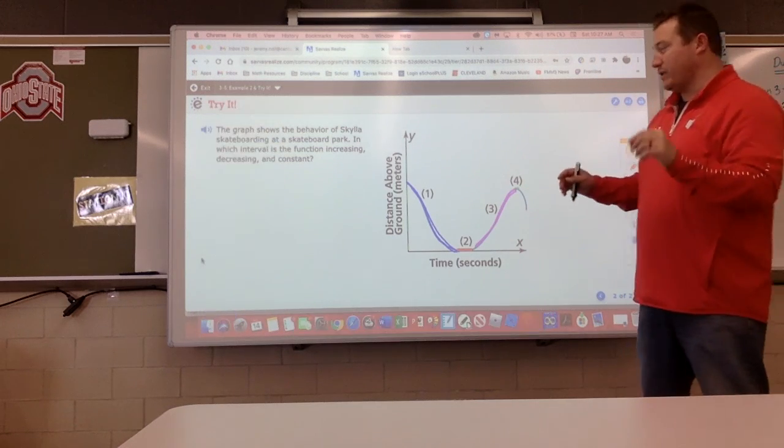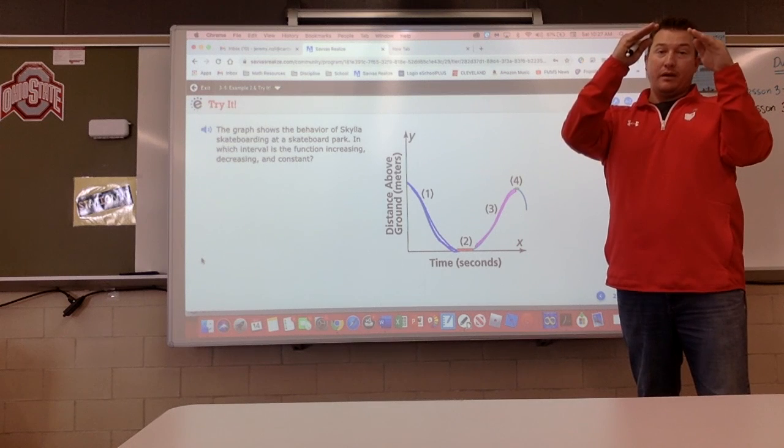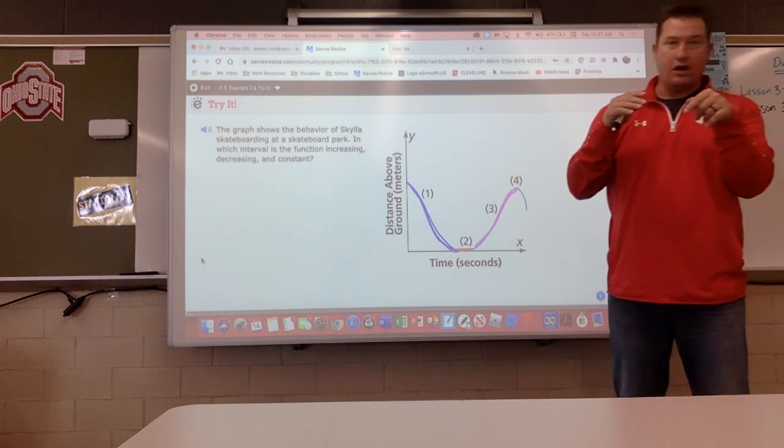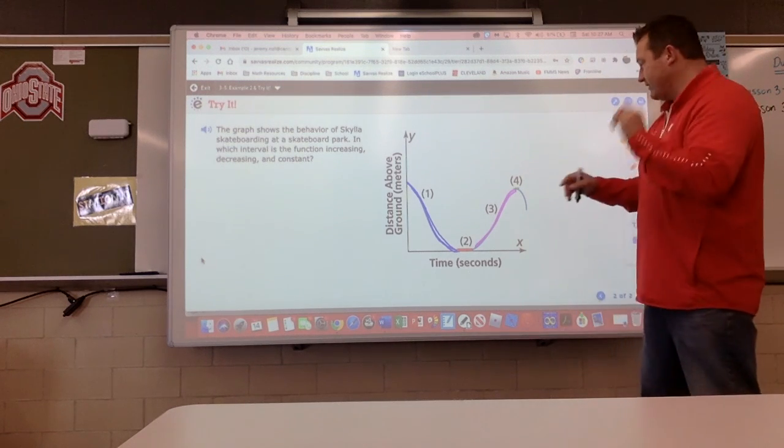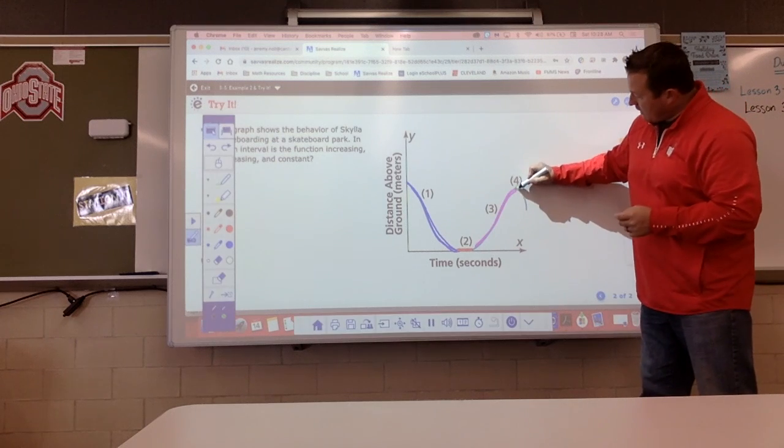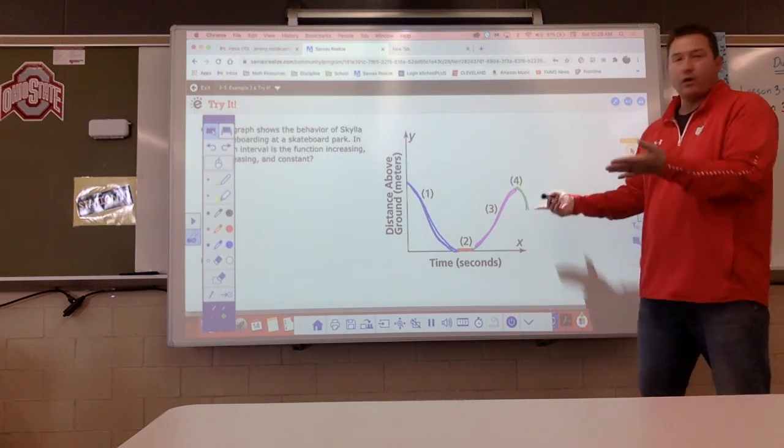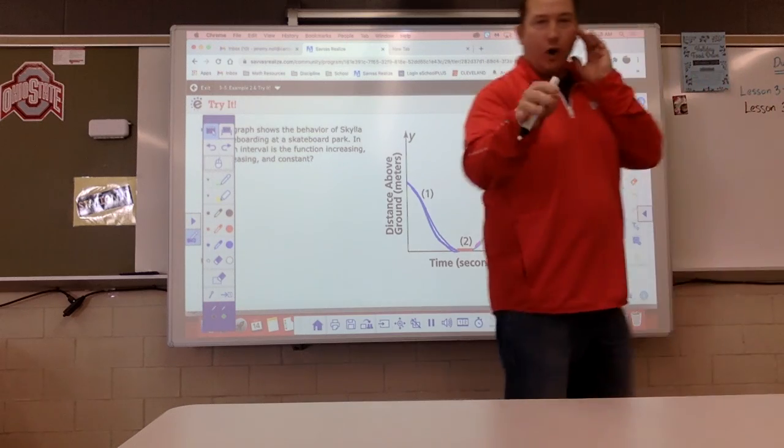Because think about it, at some point in time, you're going to stop going up. But have you gone back down yet? No, right? So at that very instant, you're constant. Now, if they want interval 4 to be this whole thing here, well, then, of course, that would be decreasing, okay? So open for interpretation.